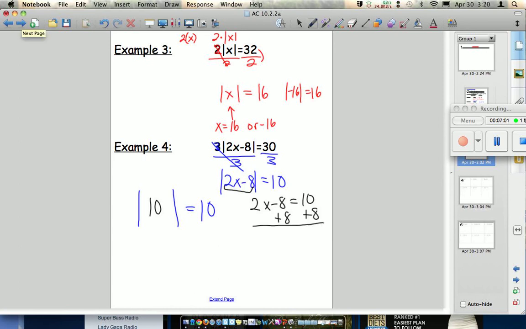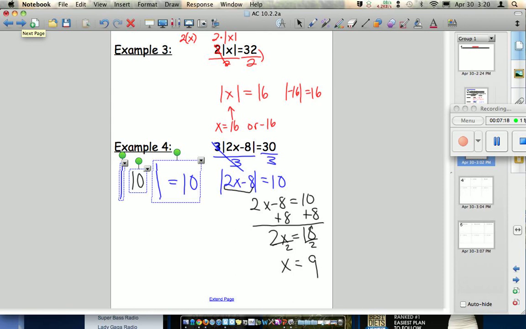So I'm going to solve for x by adding 8. I get 2x equals 18. Divide by 2, I get x equals 9. So one solution is 9, because that will give me a positive 10 on the inside of my absolute value. But remember, we want to look for all solutions.